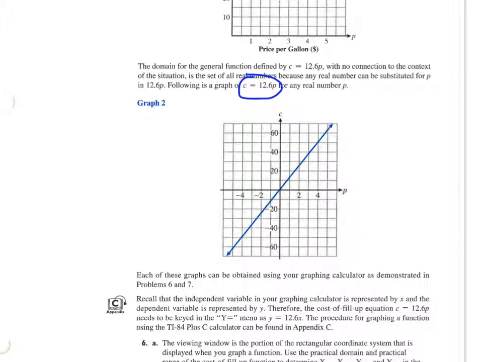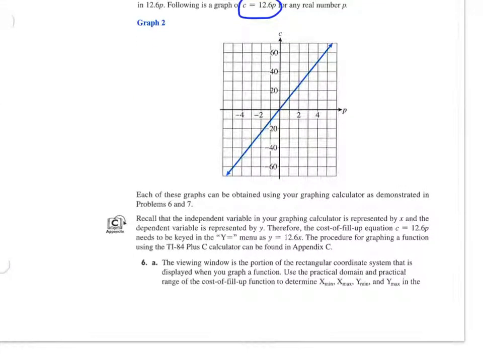The next thing down here is just showing you how to put in your y equals, putting in the function. Instead of using C and P, you're always going to use y and x when you start graphing. So a function like this down here, I'm always going to put in as 12.6x under my y. And we're going to use the window setup in order to only look at the part of the graph that we really want.